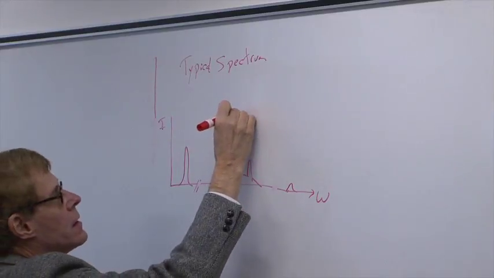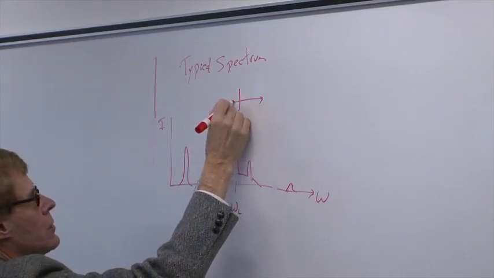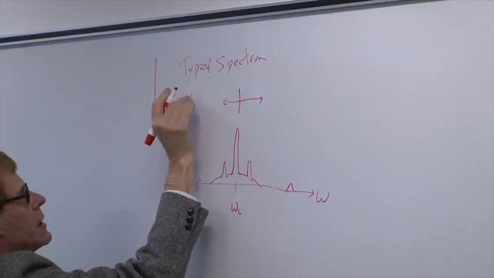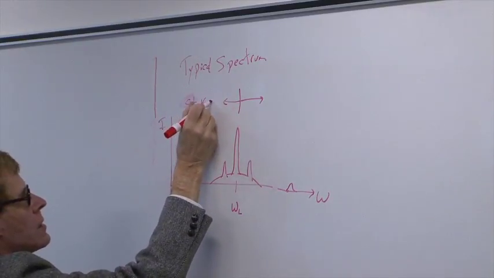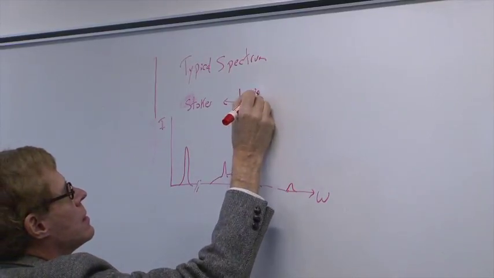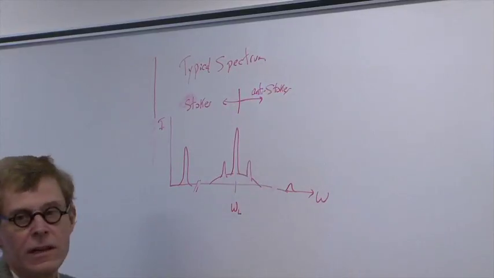So now just as notation, scattering to lower frequency, that is what one would normally expect, and this is known as Stokes scattering. Scattering to higher frequency is what we call anti-Stokes scattering.